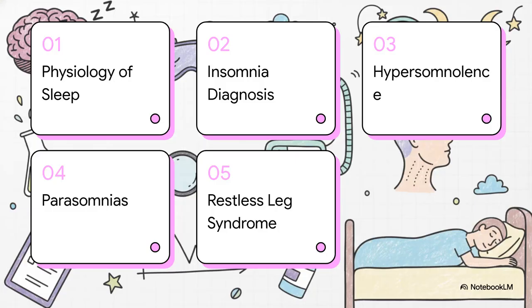Our structured clinical taxonomy today covers a syllabus-style roadmap. First, the physiology of normal sleep. 2, insomnia, diagnosis, and treatment. 3, hypersomnolence and narcolepsy's pathology. 4, parasomnias ranging from slow wave to REM. And finally, number 5, restless leg syndrome management.